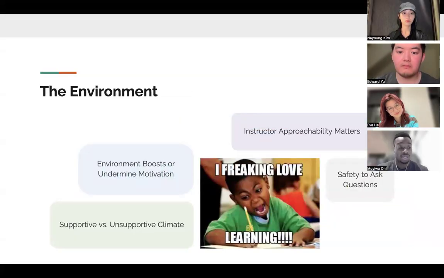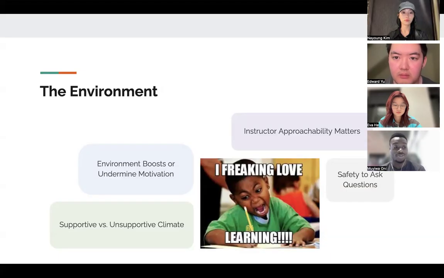And the environment. Even when value and expectancy are high, the environment still matters. Chapter 3 described the environment as either being supportive or unsupportive. A supportive environment feels approachable and safe for asking questions. An unsupportive one feels discouraging, or hostile. A supportive climate boosts motivation, while an unsupportive climate can undermine it, even for students who care about the task and believe they can succeed.